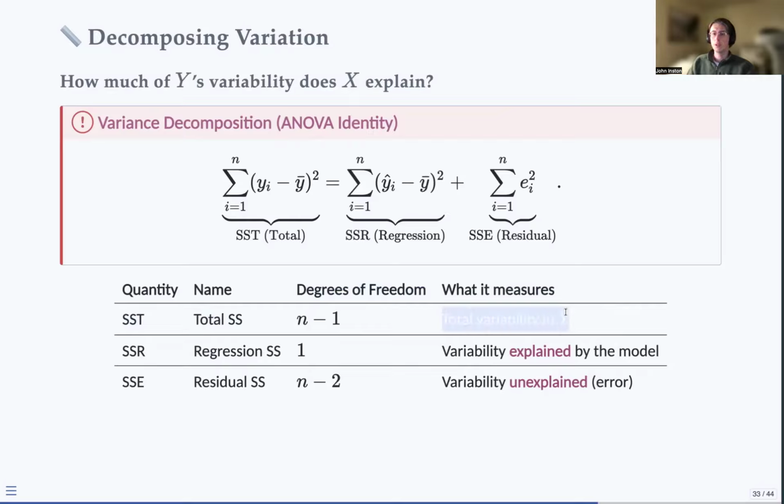So the point is that SST measures the total variability in Y. So this is obviously not scaled, but the sample variance of yi minus the mean. This is the variance of our estimated yi minus the mean, and then this is the sum of the errors, the variance contained in the residuals and the errors.